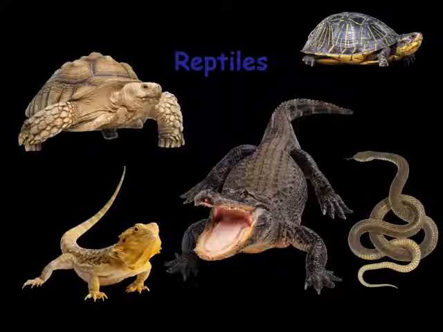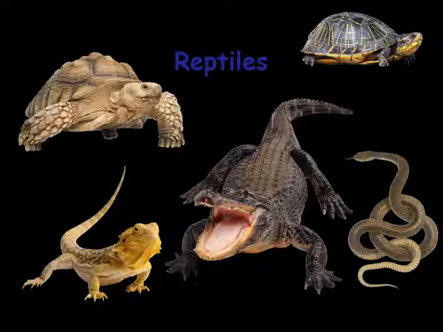Are they oviparous or viviparous? Oviparous. Because they lay eggs. Are they cold-blooded or warm-blooded? Cold-blooded, because their body temperature is not fixed. They don't have a stable body temperature. Their body temperature changes. We are warm-blooded because we have a fixed body temperature, around 37.